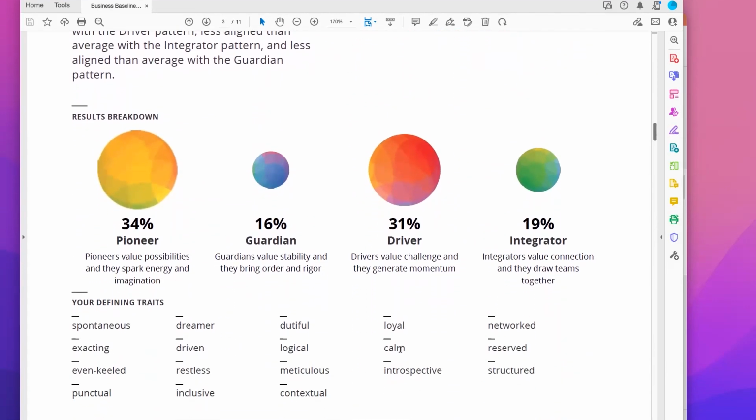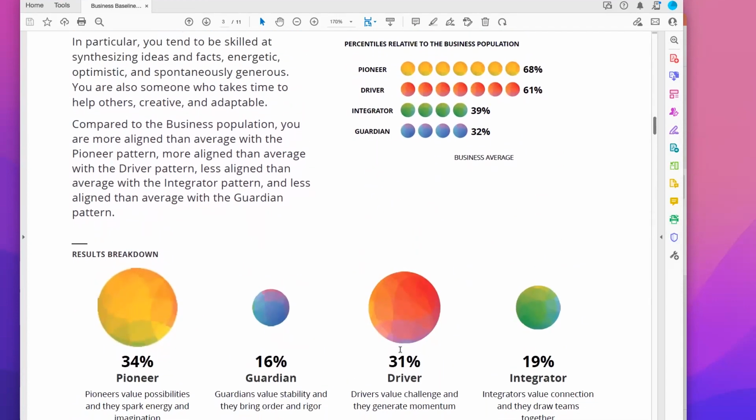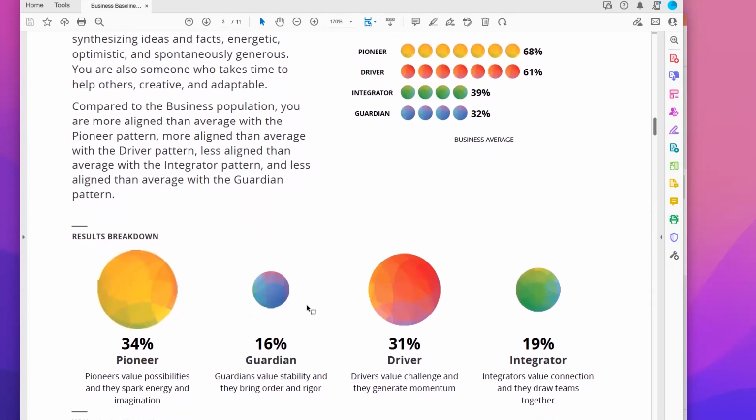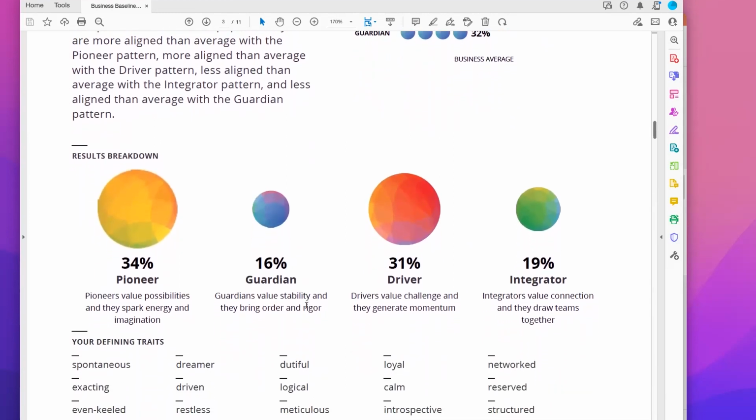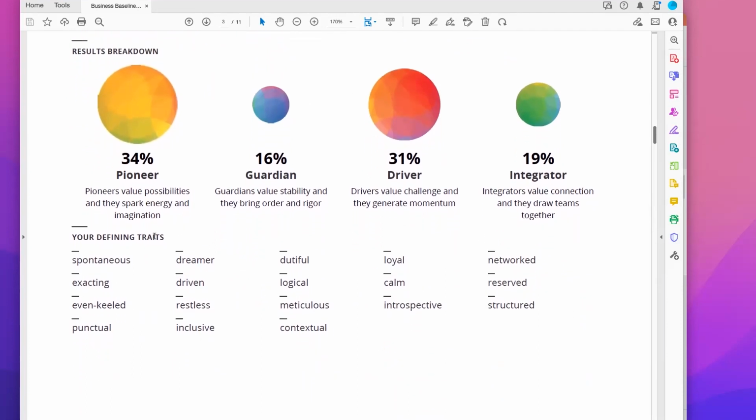And then they're telling you your actual, no, they just did that. Did they? Oh, no, this is you personally. You're 34% pioneer, 31% driver, 16% guardian, 19% integrator. So if we add those up, we get to the 100% that we're looking for. Now, this is interesting. They're saying based on this blend, your defining traits are that you're spontaneous, exacting, even-keeled, punctual.